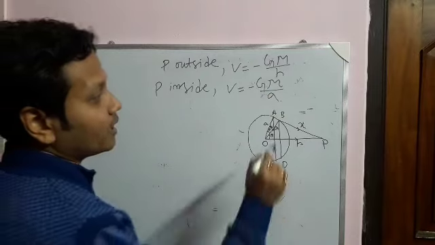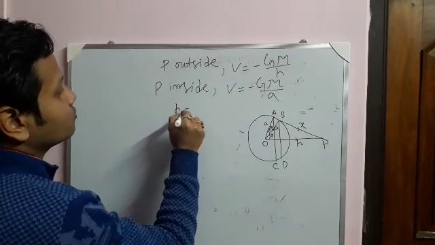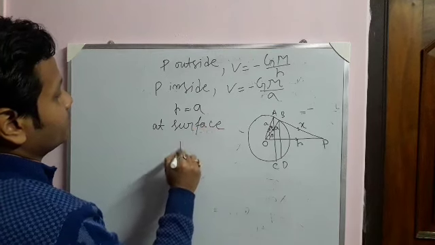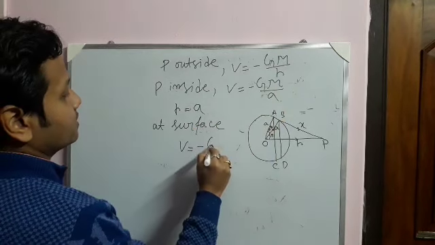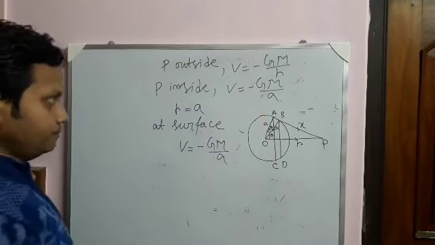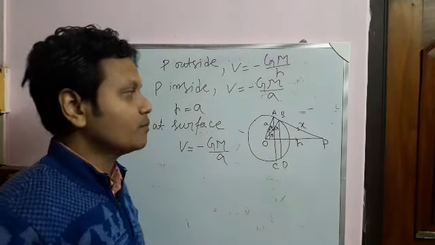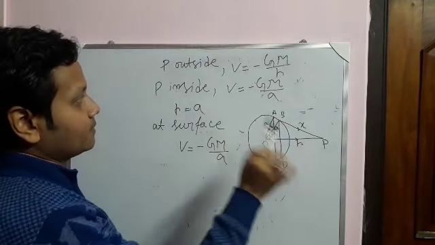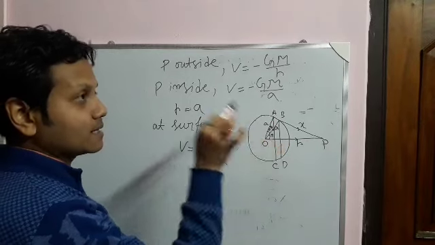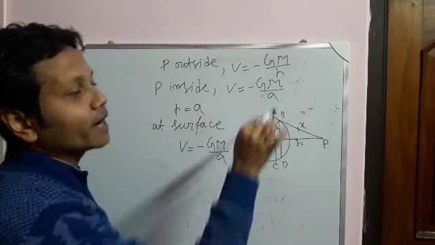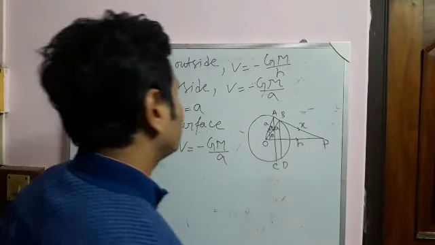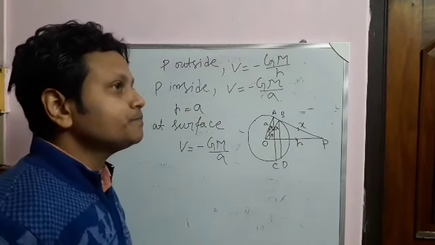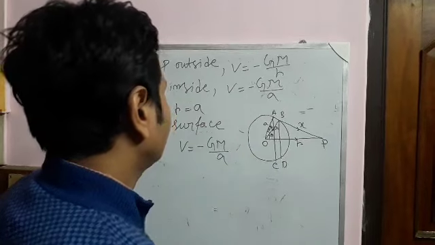Now what happens if the point lies at the surface? Simply this is r equal to a. So at the surface, we can write V, put r equals a, so minus GM by a. So no matter whether the point P lies inside or on the surface, the value will be the same. So the potential at the point P when it lies inside the shell and on the surface is the same, and this is equal to minus GM by a. So this is the simple calculation for a spherical shell.